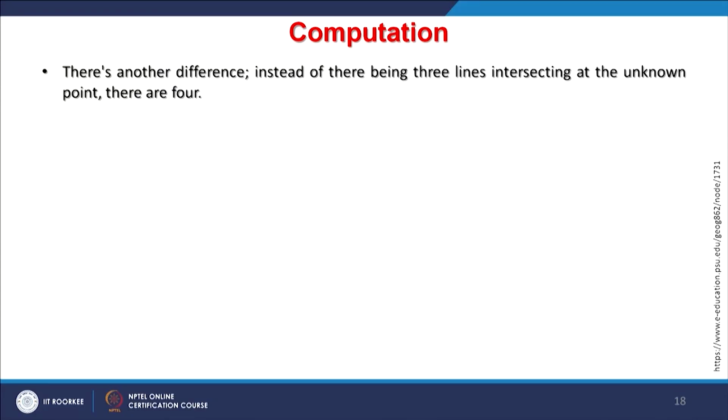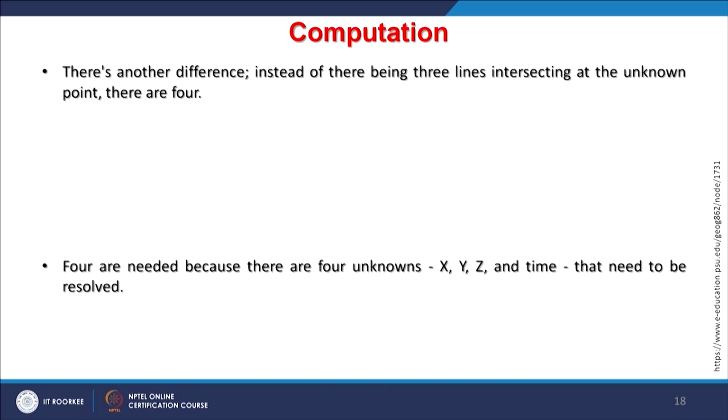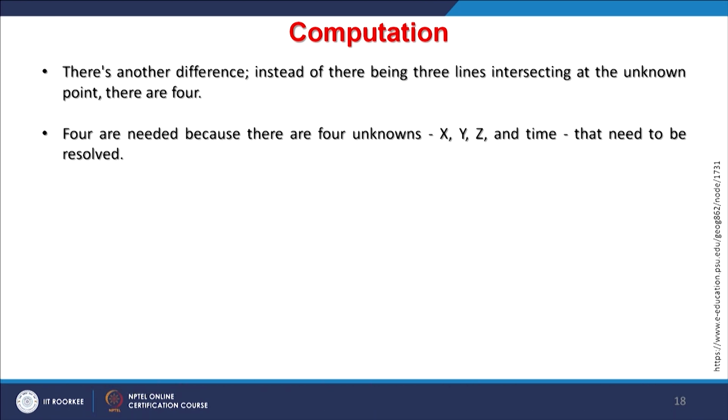Another difference in these techniques is that instead of 3 lines intersecting at an unknown location, there are 4 in the case of satellite navigation. Four are needed because there are 4 unknowns, x, y, z and time, that need to be resolved, because as mentioned, your receiver's clock and the satellite clock are different. That is why the time also has to be estimated and resolved.